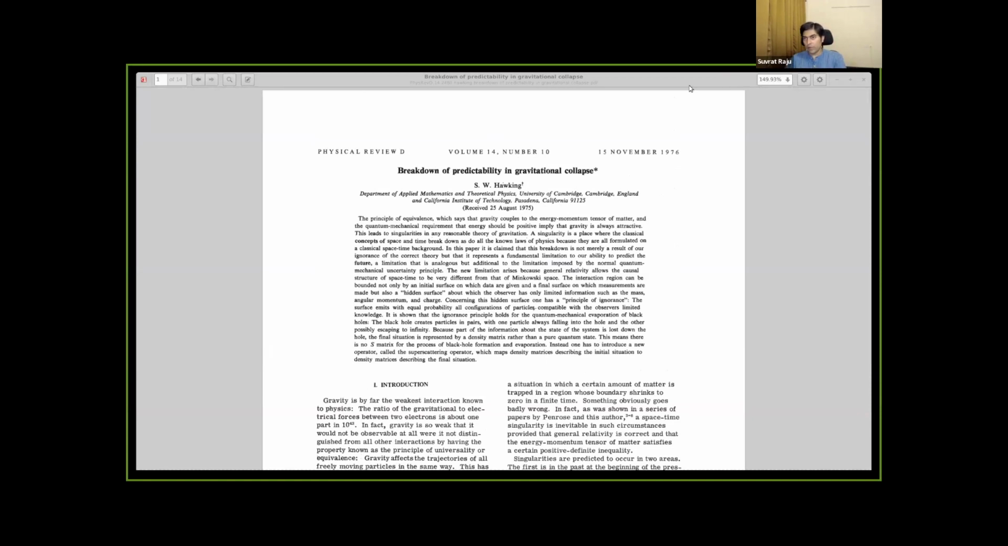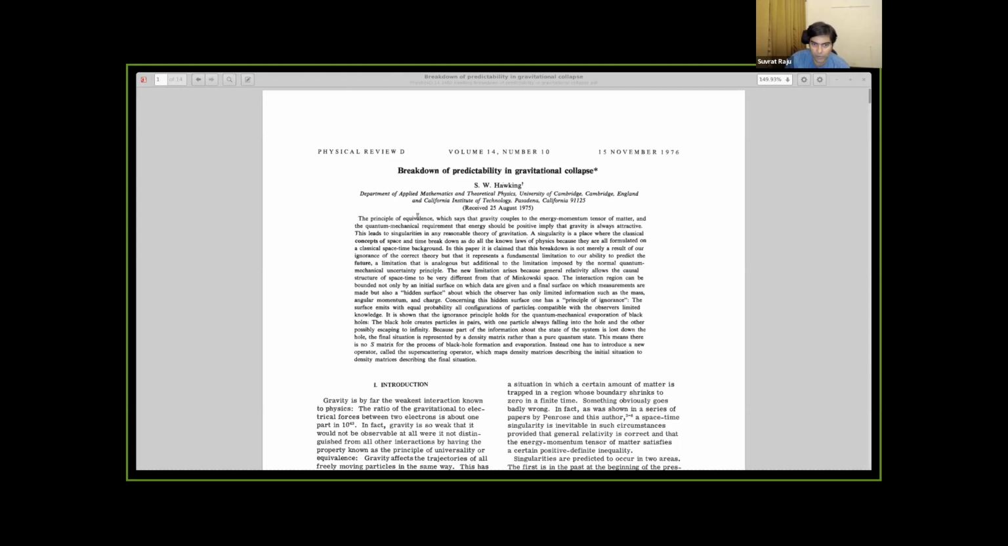This is Hawking's paper. In fact, Hawking has two famous papers in this. One of them is where the computation of black hole radiation is done. This is not that paper. This is the information paradox paper, okay? This is the breakdown of predictability in gravitational collapse paper. It's after the paper on Hawking radiation, okay? So let's just look at the abstract.